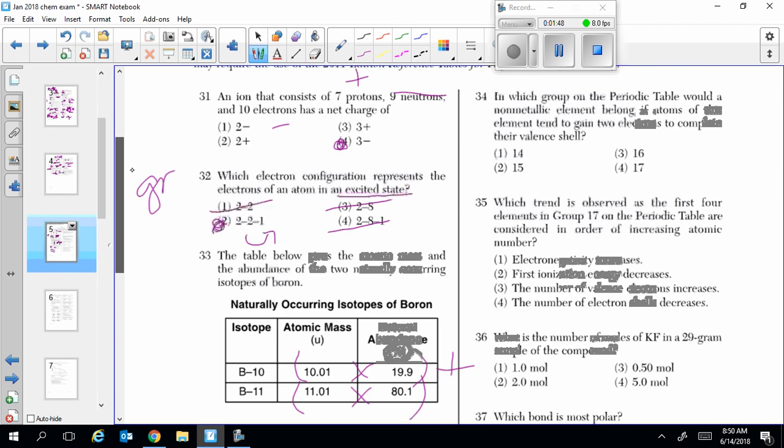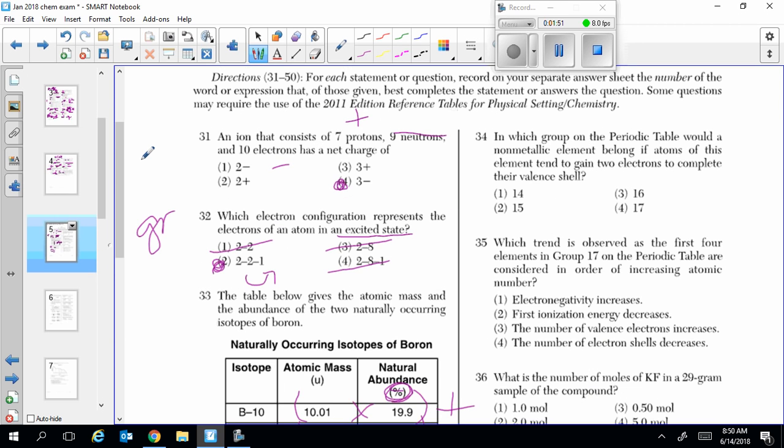In which group on the periodic table, so I'm looking at the groups going down, would a nonmetallic element belong if they tend to gain 2 electrons? So I'm not looking at the left side. Left side are losers. If I'm gaining 2, I want to be 2 from the noble gases. So the noble gases are group 18. If you go over 2, that's group 16, and group 16 all has -2 on it because they gained 2 negatives.